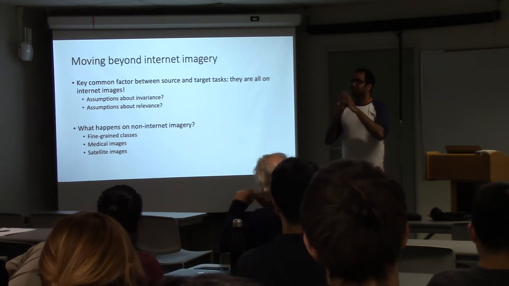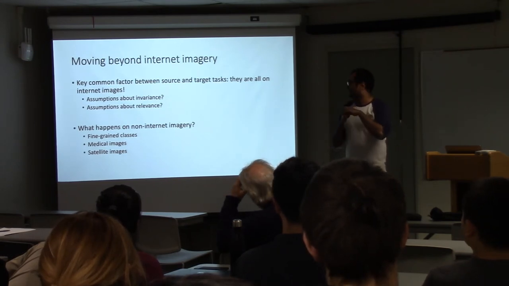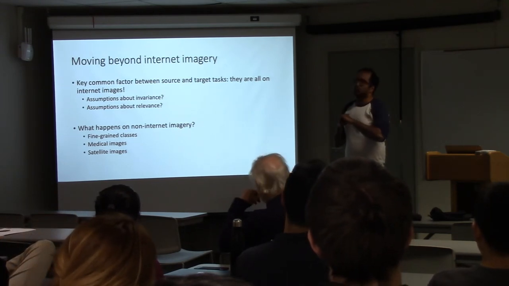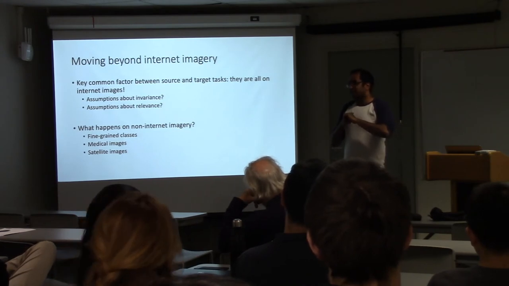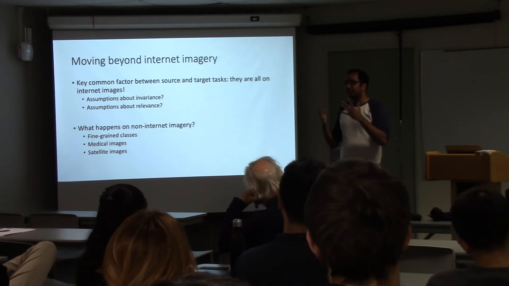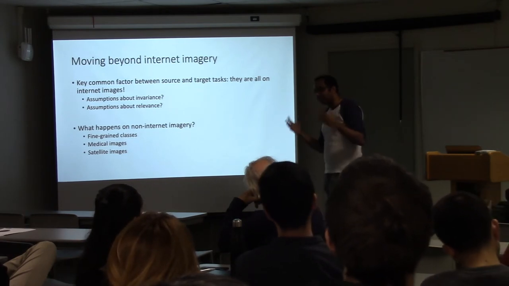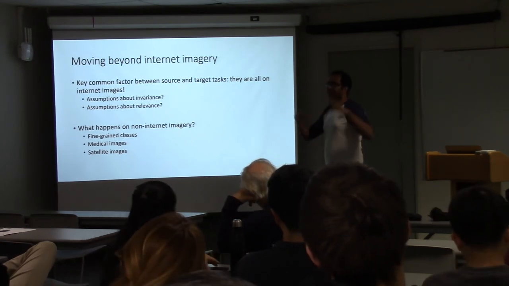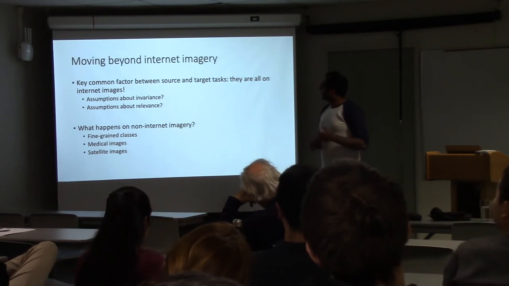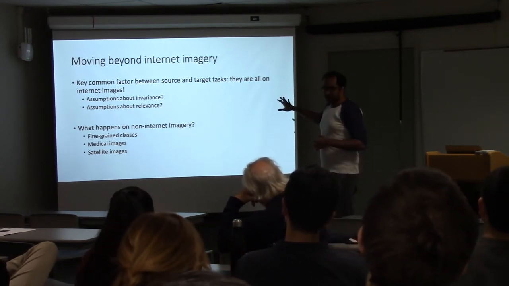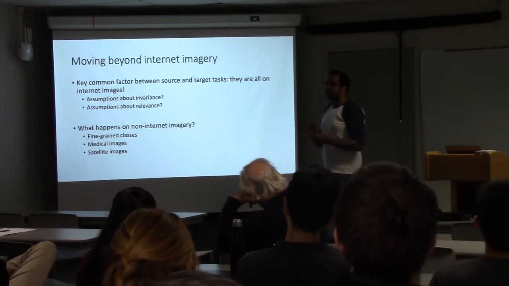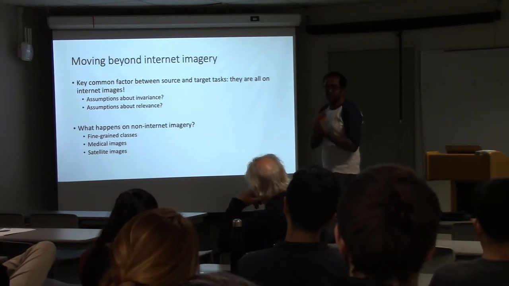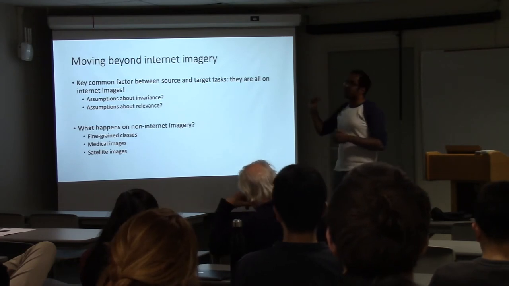Okay, so delving deeper into this, one thing we realized recently is that maybe all of this is a function of internet images. All of these images are collected from the internet. Maybe there's something going on in internet images, photographer's bias, the kinds of things people take photographs of. Maybe also invariance, for example, if everyone takes photographs like this, and so on. So maybe the key common factor here is internet images. So what we are doing now is asking, can we get similar transfer on non-internet imagery? If we are not doing ImageNet, can we get similar transfer?